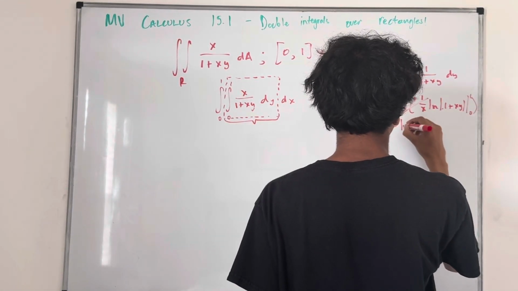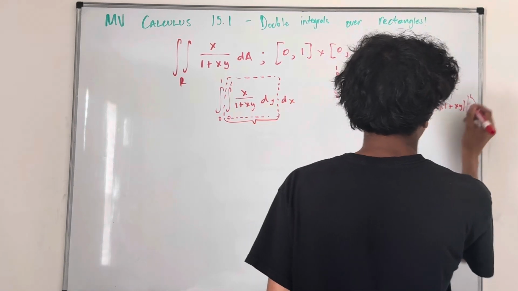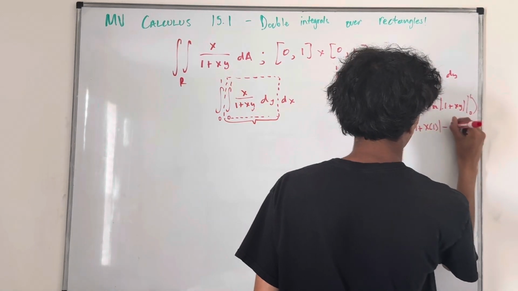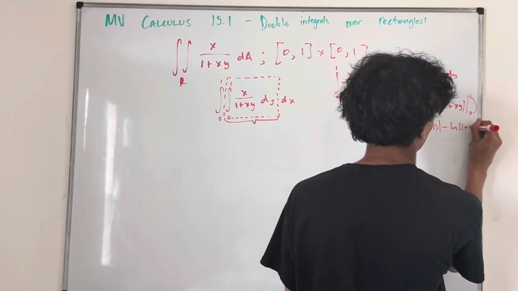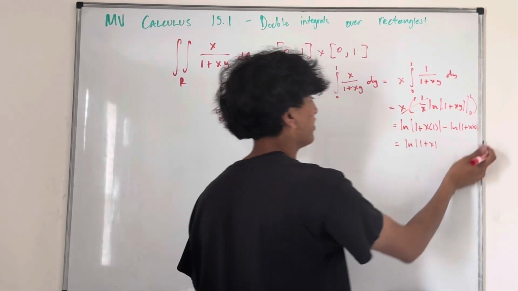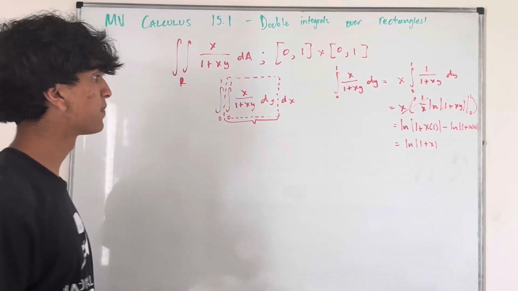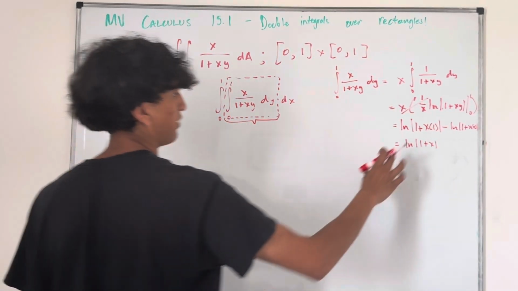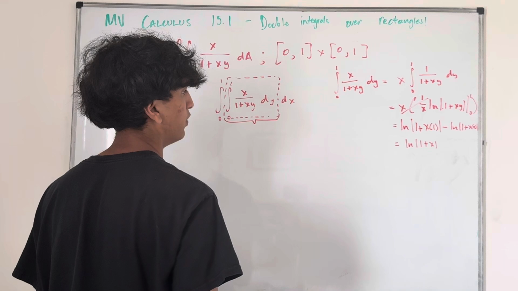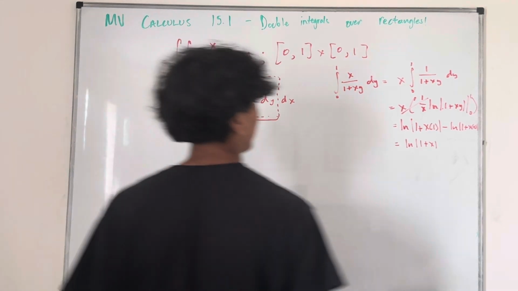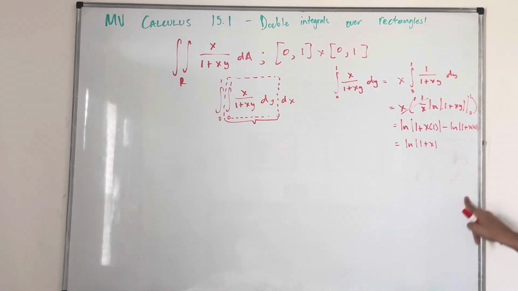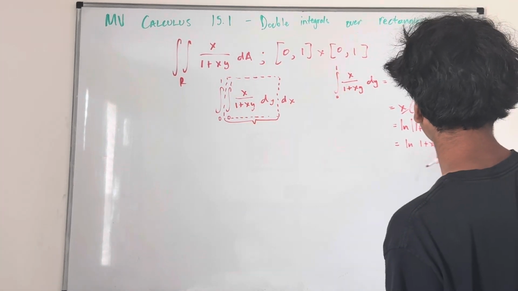And I get ln 1 plus, and I'm plugging in 1s and 0s for y. So I get ln 1 plus x times 1 minus ln 1 plus x times 0. My final answer is ln 1 plus x, right? Because here I get ln 1 plus 0, so ln 1 is just 0. So I get ln absolute value 1 plus x, or not absolute value. Which is kind of weird, but because we're integrating from 0 to 1, this will never be negative within our integral, so we don't need the absolute value.